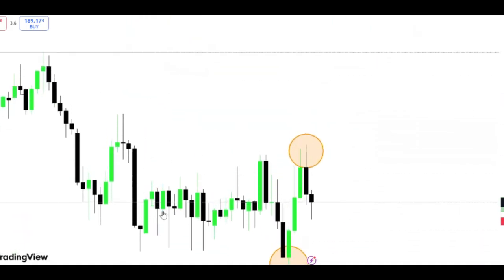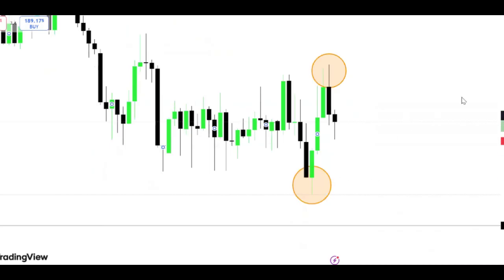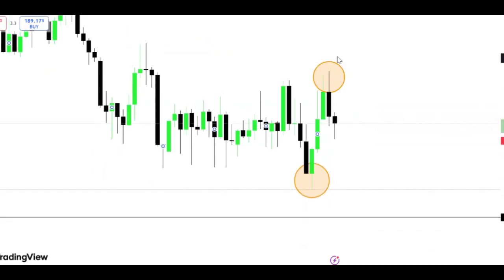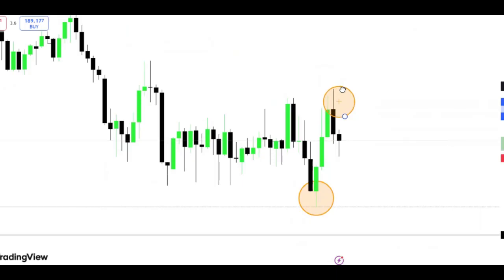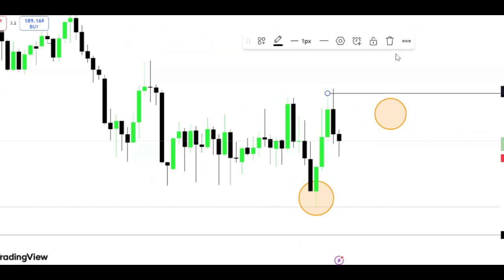Example, here we have price ranging here, and I have these 2 points. Can you see what happened here? We have price taking out the high of this candle. Can you see it? Price took out the high of this candle and then closes below the high of this candle, right?